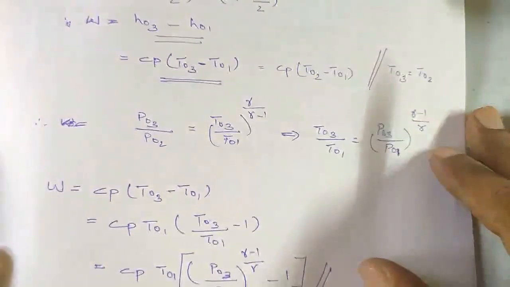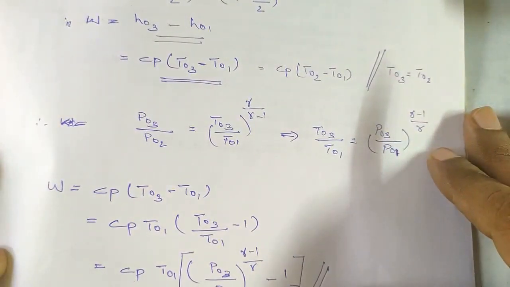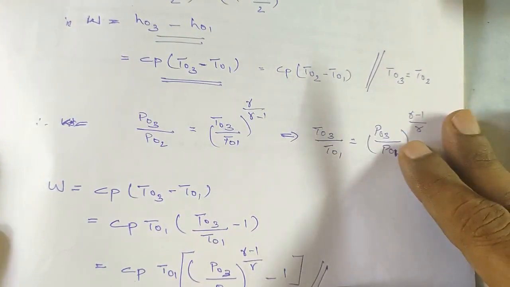With this we will wind up this session, and in the next session we will find an expression for the pressure ratio in terms of the tangential component or the peripheral velocity of the impeller at the outlet.